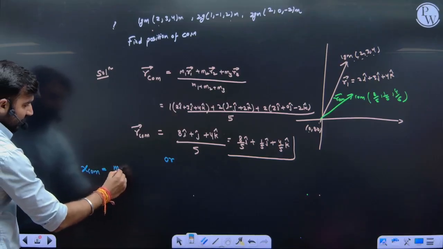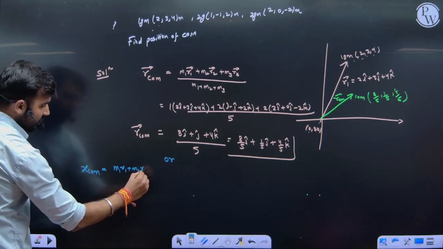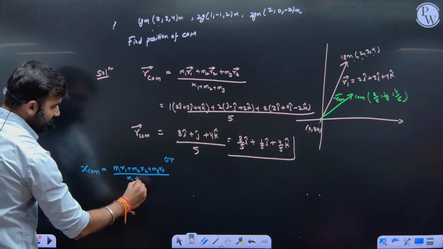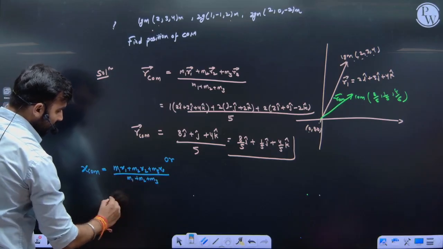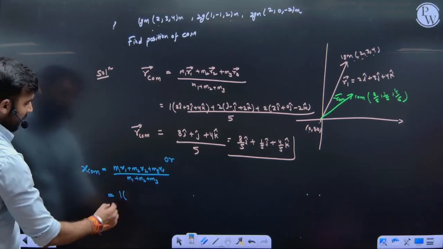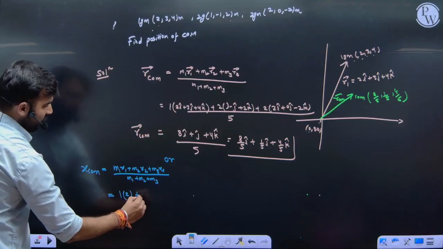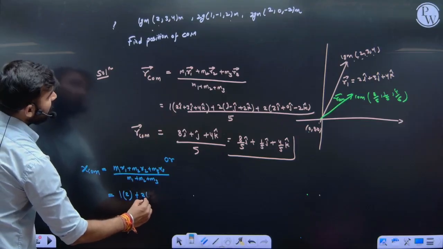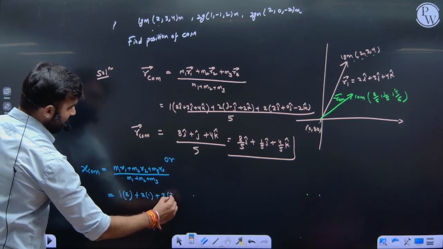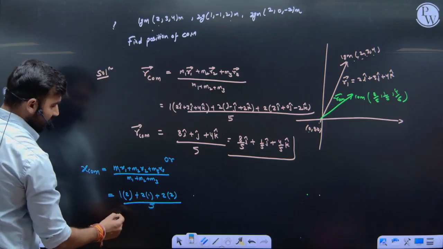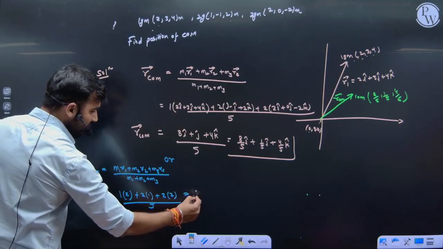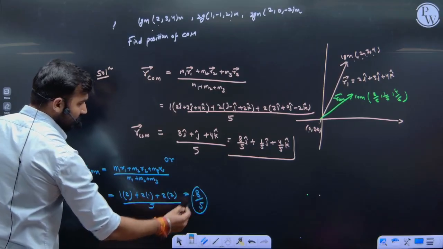Sir, m1 x1 plus m2 x2 plus m3 x3 by m1 plus m2 plus m3. Tell me m1. Sir, 1 gram. X coordinate 2 directly. Okay, 2 plus m2 2 gram, x coordinate 1, plus m3 2 gram, x coordinate 2. Total mass 5 we know. 2 plus 2 is 4, plus 4 is 8. So 8 by 5.